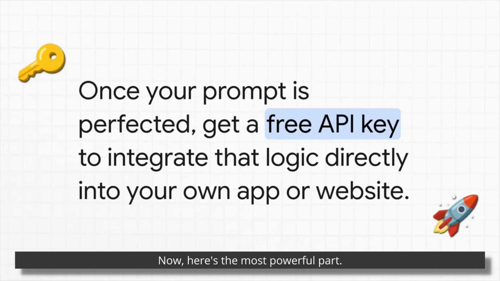Now, here's the most powerful part. Once you've perfected that prompt, you are literally one click away from a free API key. This key is what lets you take the exact logic you just built in the playground and plug it directly into your own application or website. Your prototype doesn't have to stay a prototype, it can become the engine for a real product.